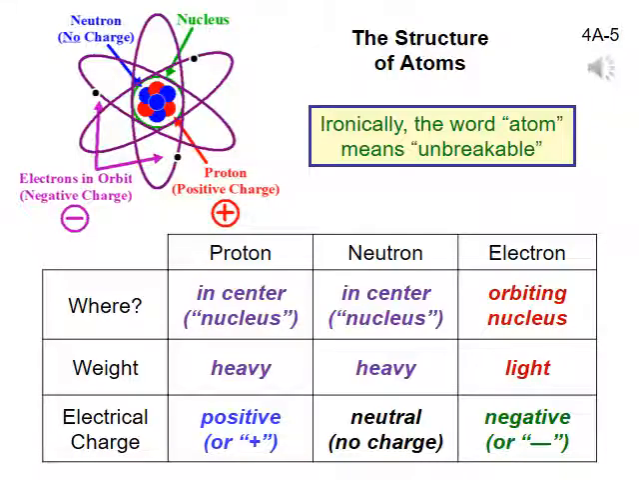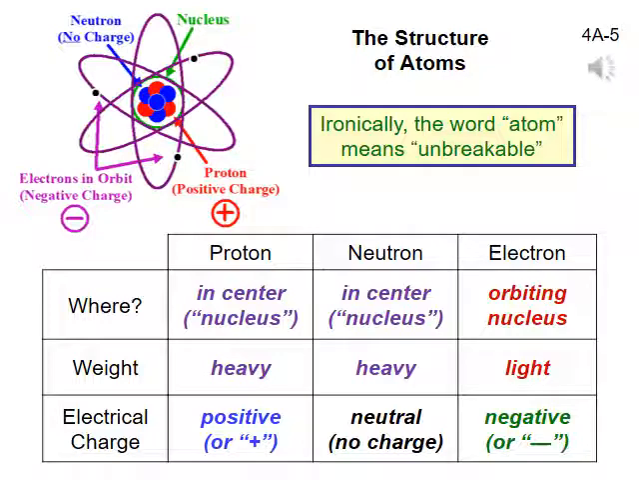Slide 5. The structure of atoms and the electric force. The word atom means uncuttable or unbreakable. The word is meant to refer to the smallest possible piece of a fundamental substance. But by the 20th century, 1900s, scientists found that atoms are made of smaller parts.